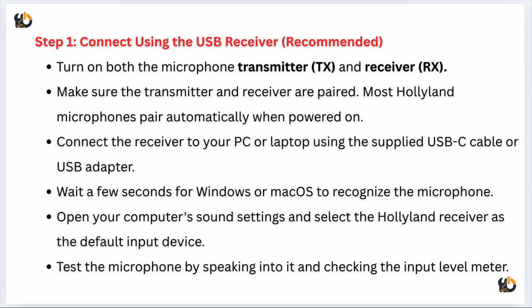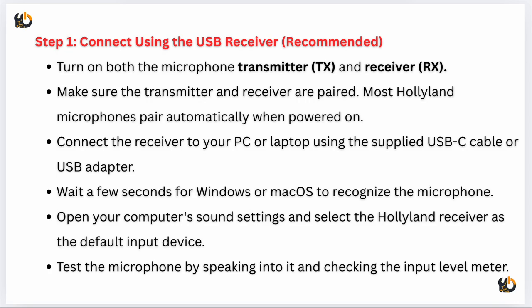So turn on both the microphone transmitter and the receiver, TX and RX, and make sure the transmitter and receiver are paired. Most Hollyland microphones re-pair automatically when powered on. Then connect the receiver to the PC or laptop using the supplied USB-C cable or USB adapter. Now wait a few seconds for Windows or macOS to recognize the microphone.